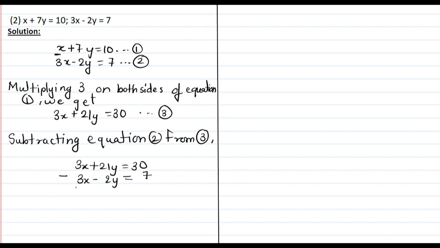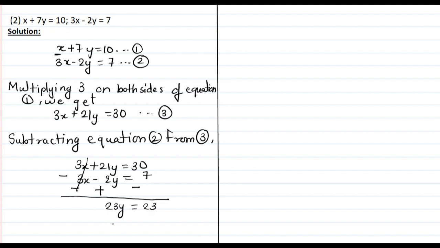Since it is a subtraction, here the signs change for equation 2. That is, this plus will become minus, minus will become plus, and again this plus will become minus. So here, plus 3x minus 3x will get cancelled. 21y plus 2y, we will get 23y, equals 30 minus 7, which is 23.